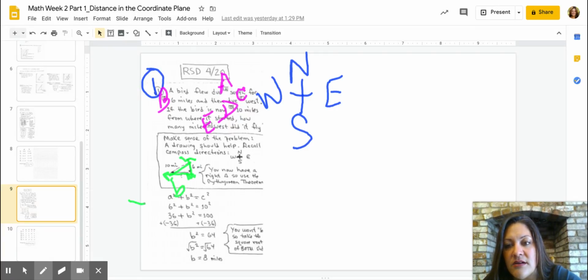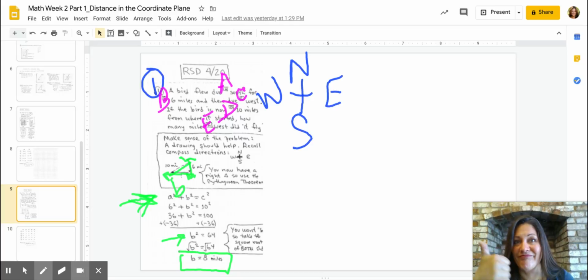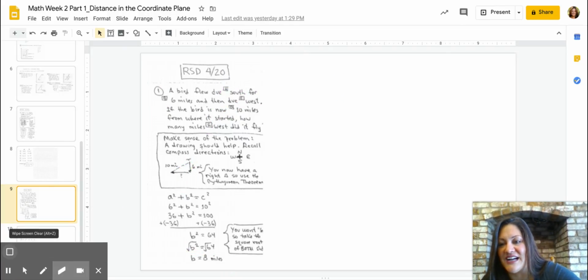So down here, you have your A squared plus B squared equals C squared. And you're just going to plug in your values. 6 squared plus B squared equals 10 squared. Simplify. You get down here to B squared equals 64. Find the square root of each side, and it is 8 miles. Okay? Pretty cool. Let's see what it looks like from here on.